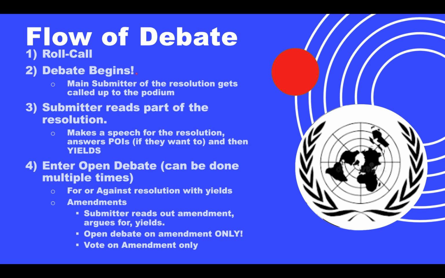So the main submitter of the resolution, which the chair has chosen, will get called up to the podium, and then they'll read part of their resolution. This is decided by the chair. That could be the first 2 clauses, or the first 2 operative clauses, could be half of the first operative clause. It doesn't really matter. That's decided by the chair. So then after they begin that reading, the chair will allocate a certain amount of reading time to the resolution.